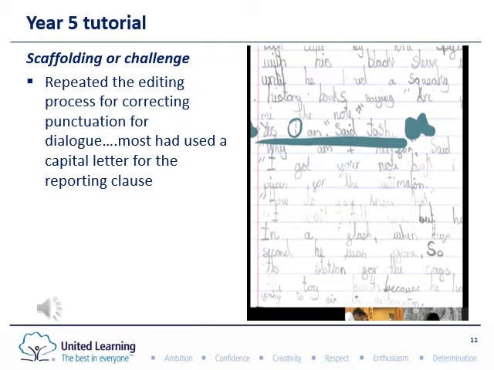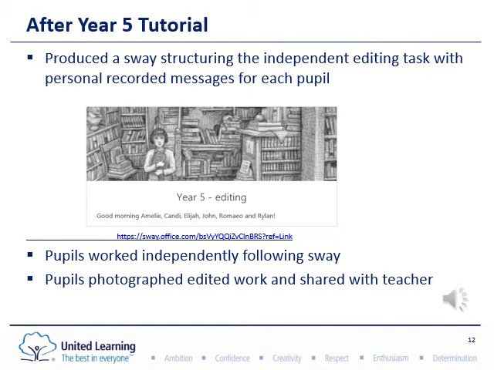The use of the interactive whiteboard, using the iPad and the laptop together at the same time, was so valuable for this part of the tutorial. Towards the end of the tutorial, the teacher told the children that they were going to be receiving a Sway which would be more personalised than the Sway that they'd originally been working from, and that Sway would have recorded personal messages on it, and they would focus on the editing and the feedback that they were given both in the tutorial and in the Sway.